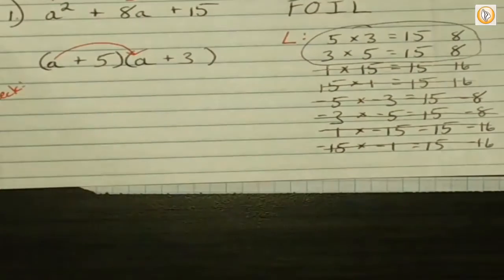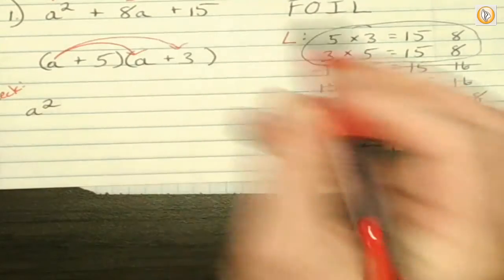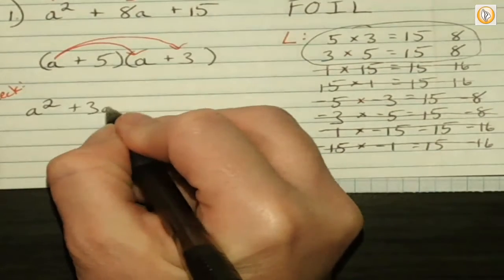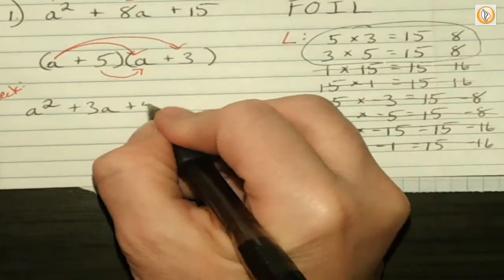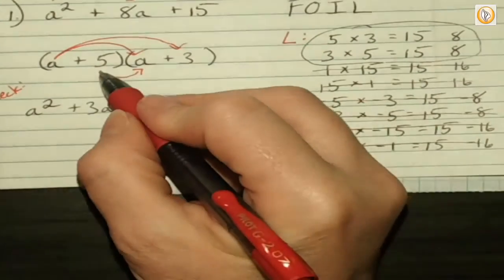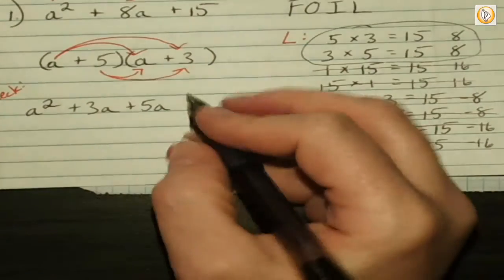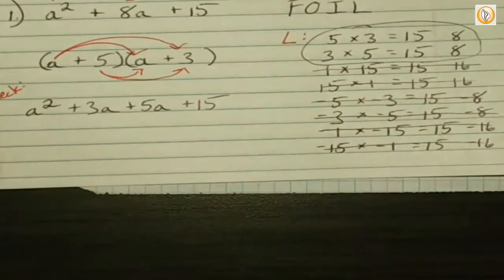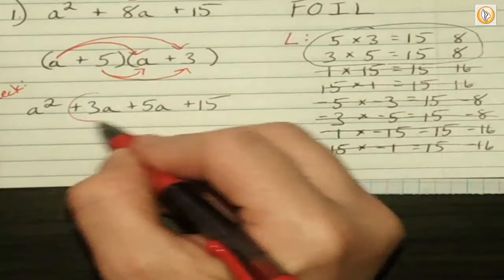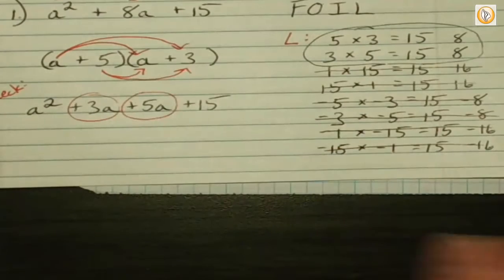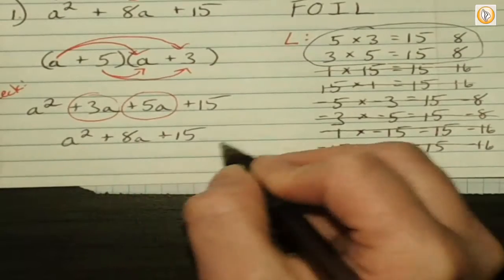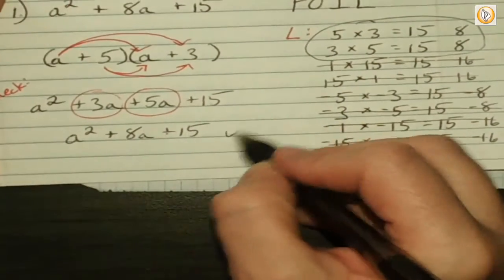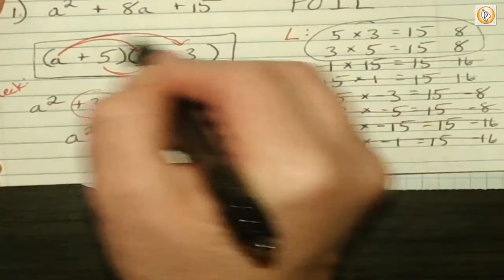A times A is A squared. A times 3 is 3A. 5 times A, 5A. I'll let y'all catch up. And then 5 times 3 is 15. Now, we combine our like terms. Here's our like terms. A squared plus 8A plus 15. Oh, look. It checks. It's the same thing. So this is my answer.